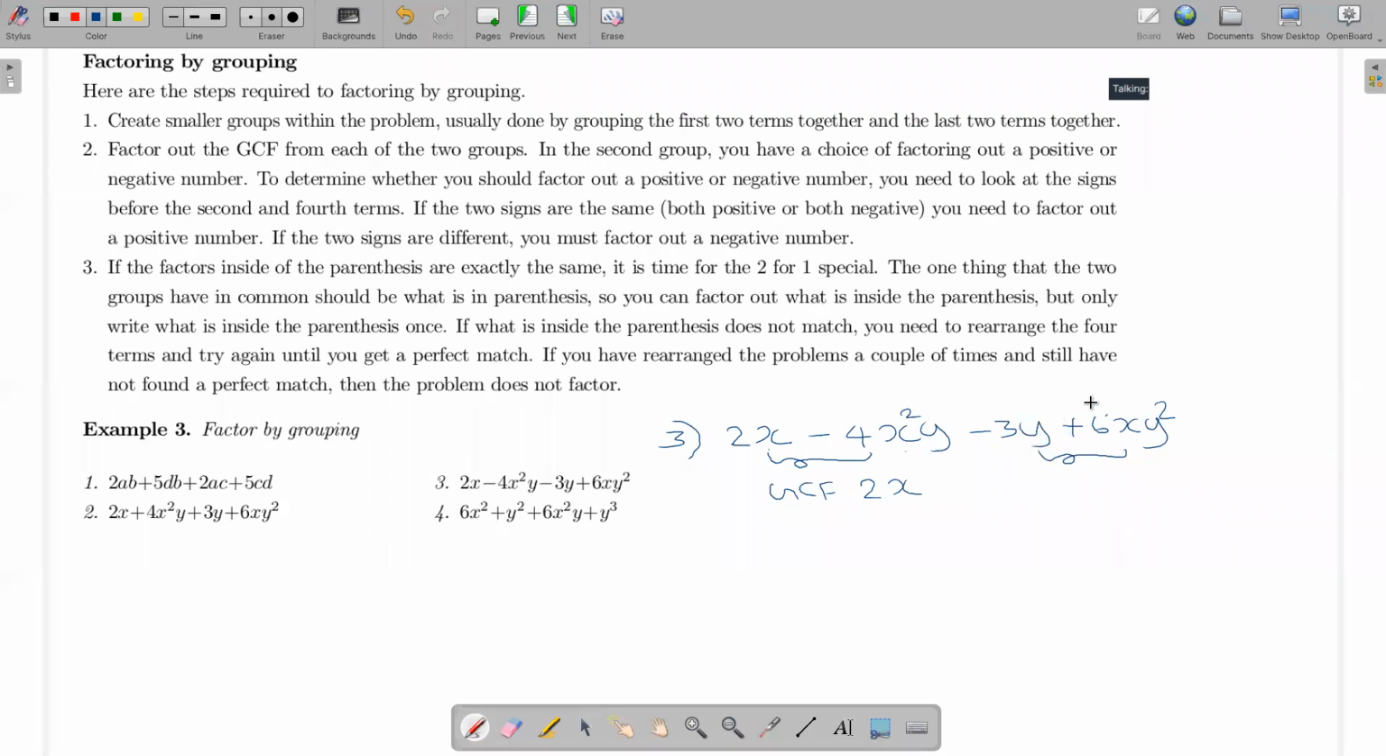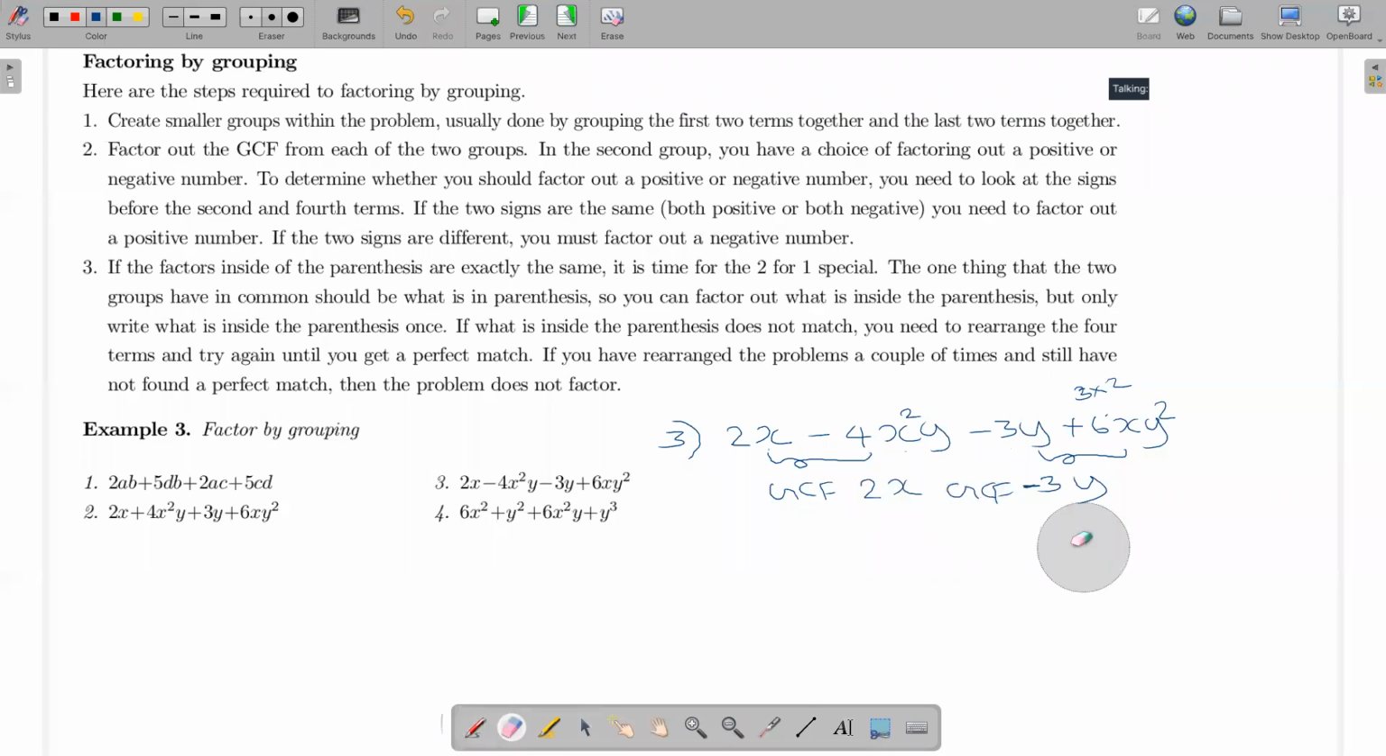Here 3 is common, no? Because 6 is 3 times 2. Okay, good. A lot of people sent the correct answer to that previous one. Thank you for the answers. So here 3 is common and y is common.